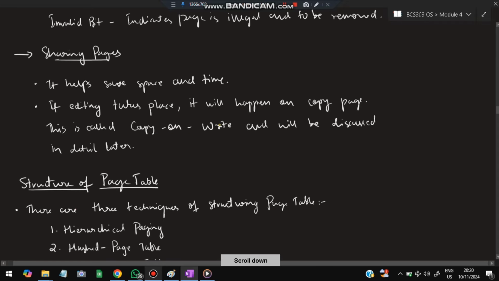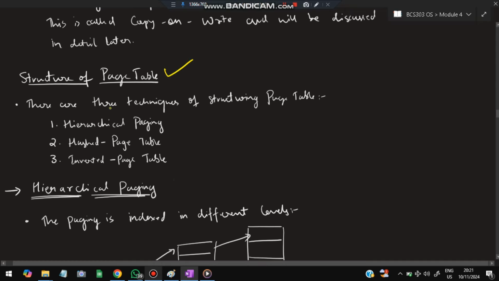Moving on to the next one, which is the structure of the page table. There are three techniques of structuring the page table: hierarchical paging, hashed page table, and inverted page table.